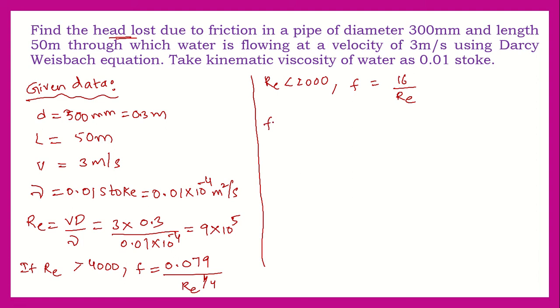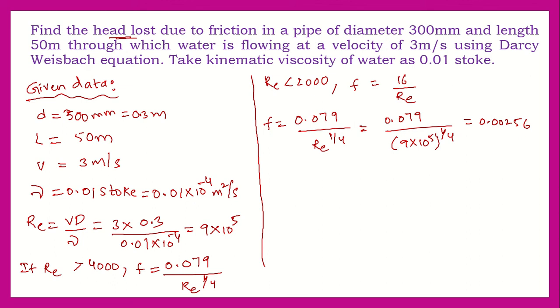So let's take the formula for friction factor as 0.079 by Re power 1 by 4, which is equal to 0.079 by (9 into 10 power 5) to the power of 1 by 4. Let's see how much it comes out to be. So this came out to be 0.00256. This is the F value.